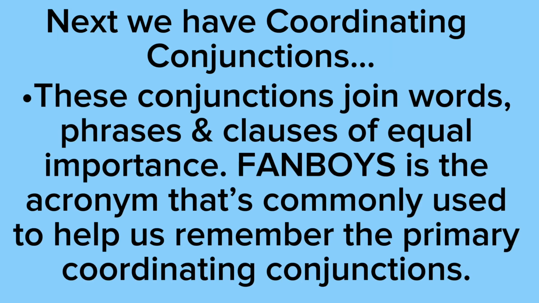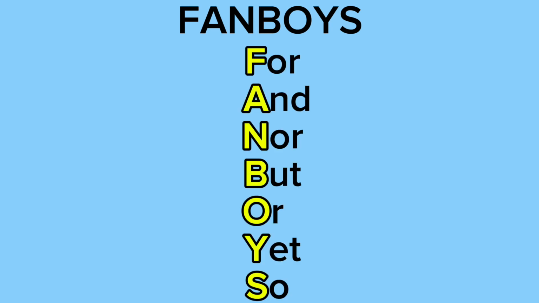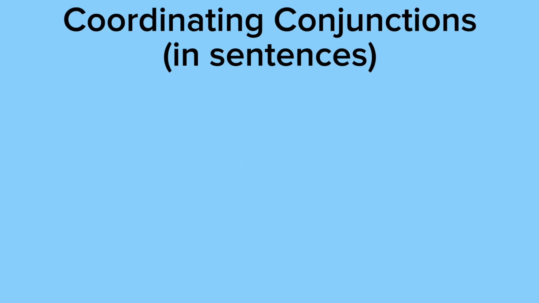These conjunctions join words, phrases, and clauses of equal importance. Fanboys is the acronym that's commonly used to help us remember the primary coordinating conjunctions. So here's what the letters in Fanboys stand for. F for, A for and, N for nor, B for but, O for or, Y for yet, and S for so. Coordinating conjunctions in sentences.